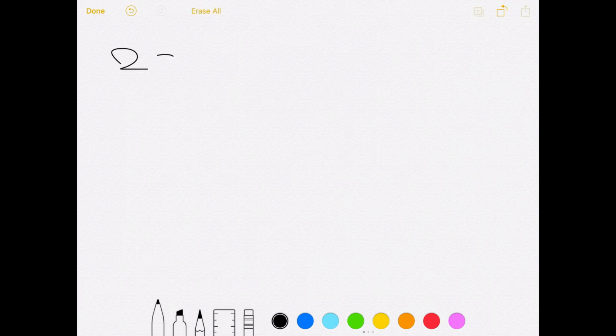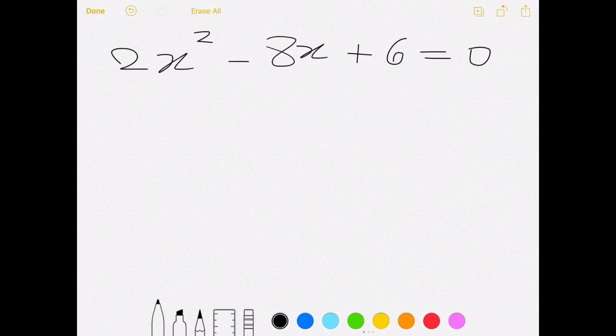Suppose we have 2x square minus 8x plus 6 equals 0, and I want to find the solution, the zeros of this equation. I'm going to use the splitting the middle term method. For that, multiply the first term with the last term in such a way that on finding the factors of it and adding them, you get the middle term.